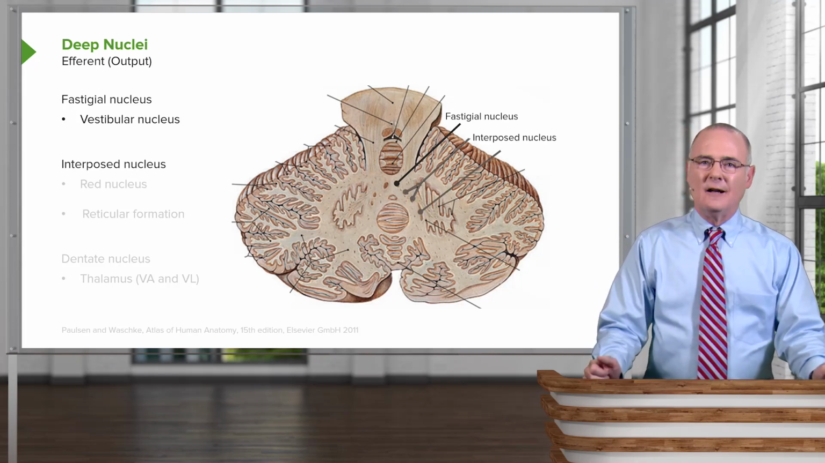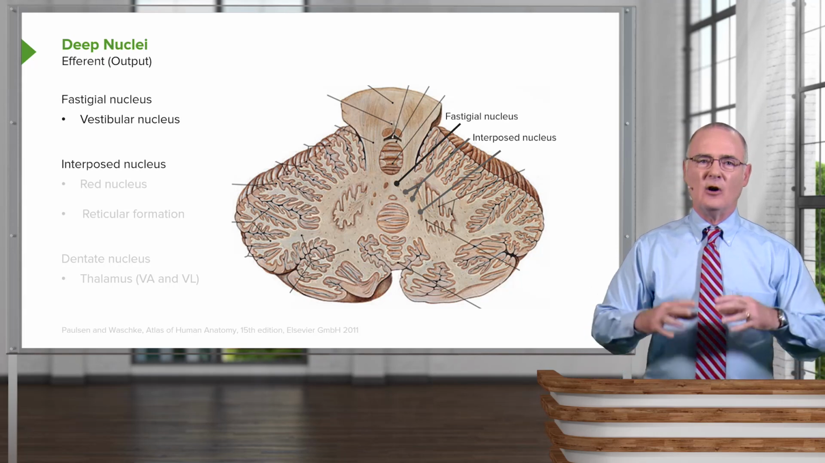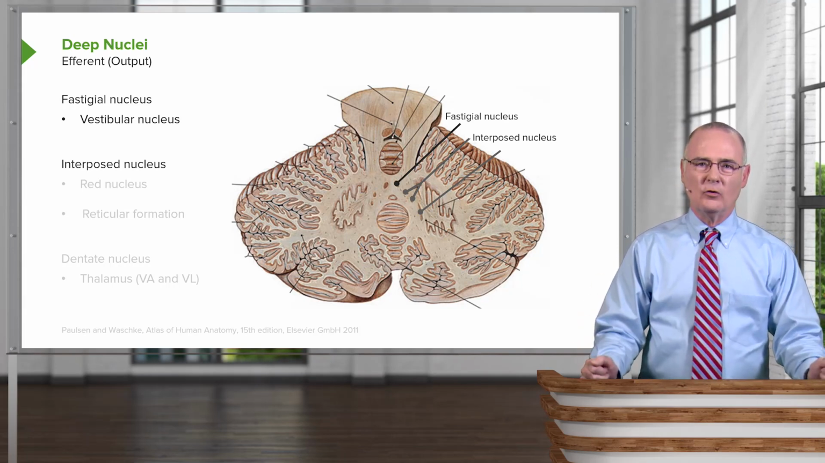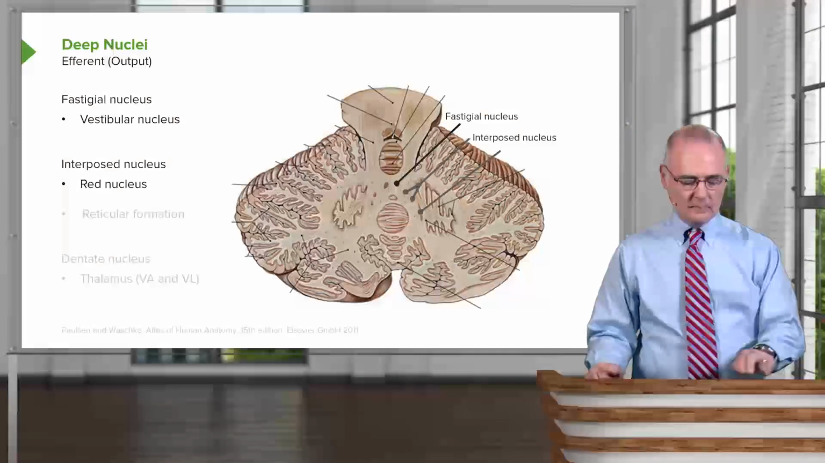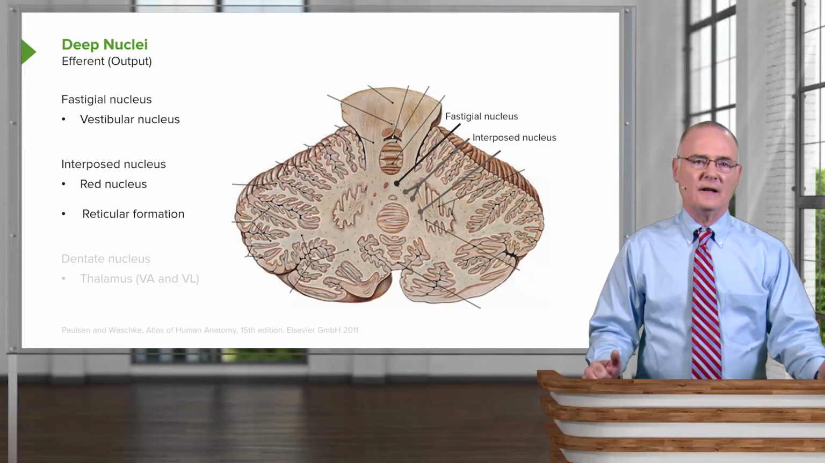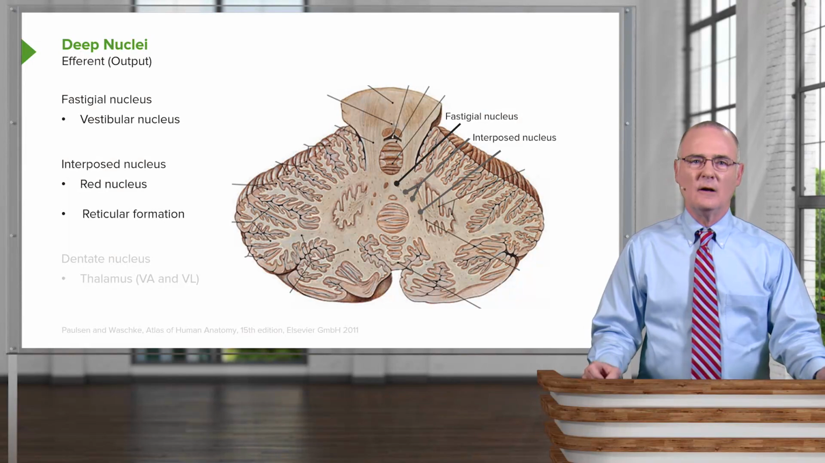We also have a collection of nuclei that I'm going to just call the interposed nucleus. There are 3 of them identified, here, here, and here. These are shown, at least 2 of them are shown over here on the opposite side. And then the third one that's not present in this oblique section would reside along here. The interposed nucleus connects to the red nucleus in the midbrain and also has connections to the reticular formation in the brain stem.